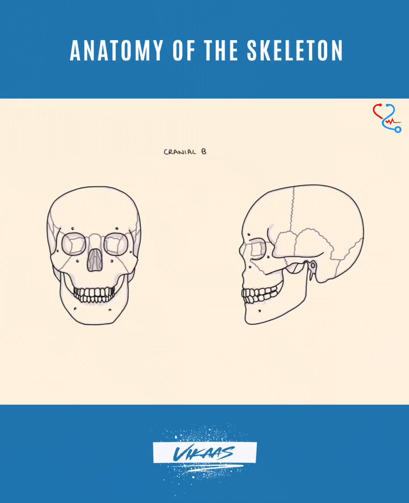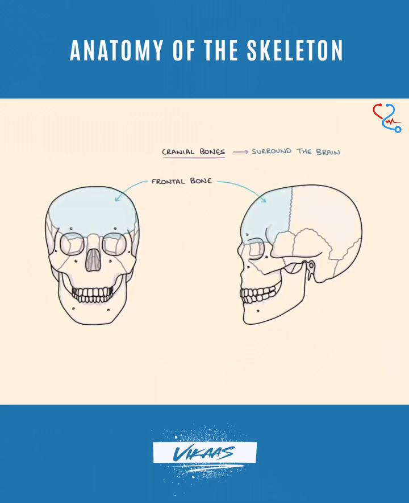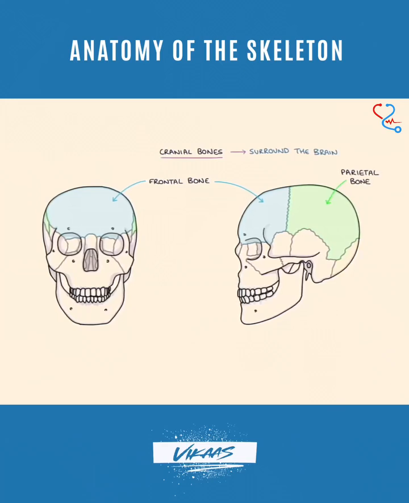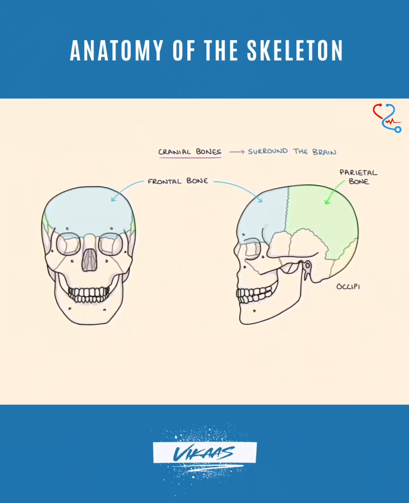The cranial bones surround the brain. At the front is the frontal bone. At the top is the parietal bone. And at the back is the occipital bone.